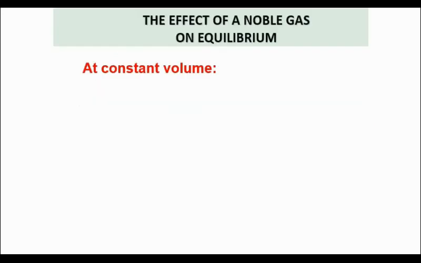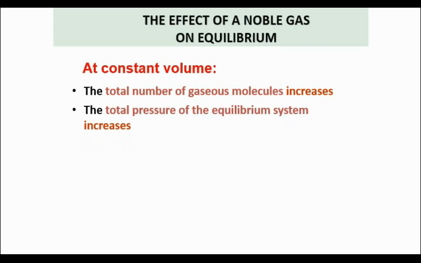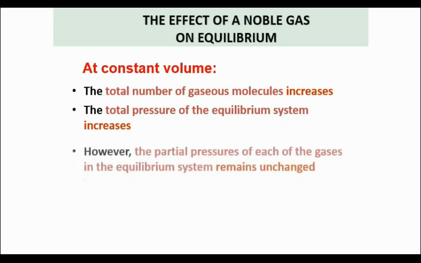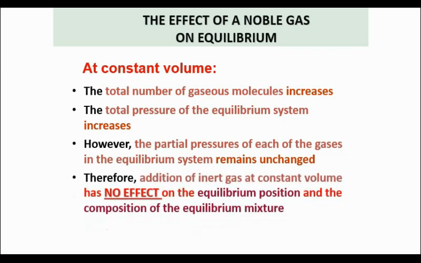The effect of a noble gas on equilibrium at constant volume. At constant volume, when inert gas is added, the total number of gaseous molecules increases, so the total pressure of the equilibrium system also increases. However, the partial pressure of each of the gases in the equilibrium system will remain unchanged. This means the addition of inert gas at constant volume has no effect on the equilibrium position and the composition of the equilibrium mixture.